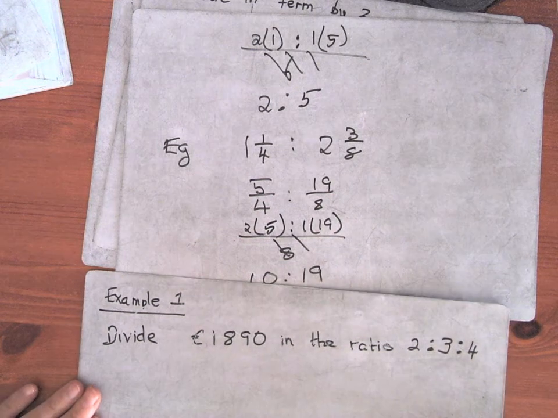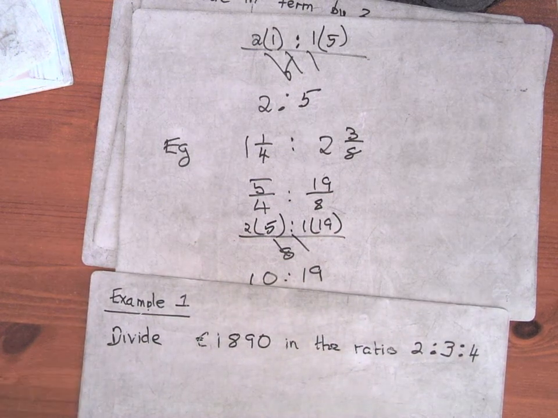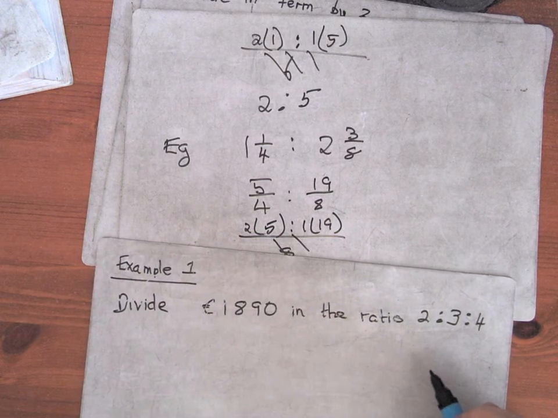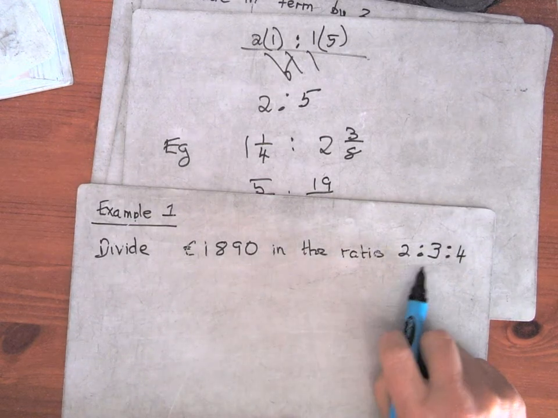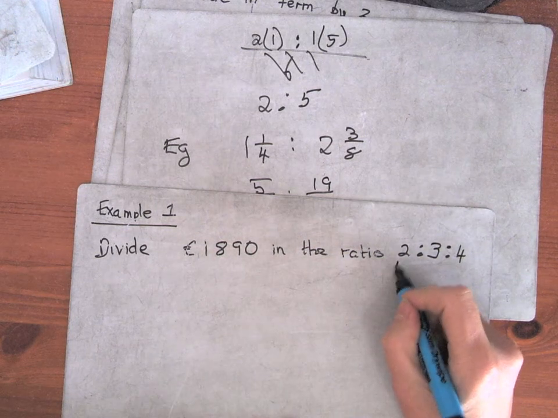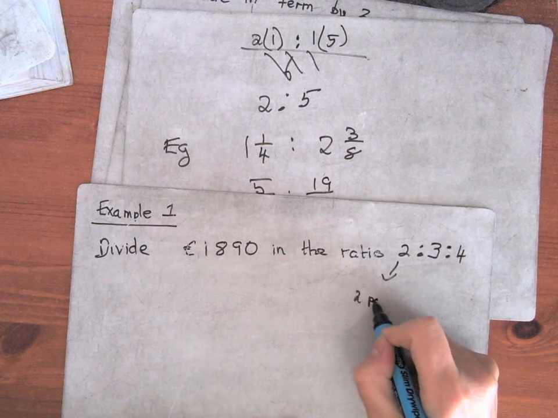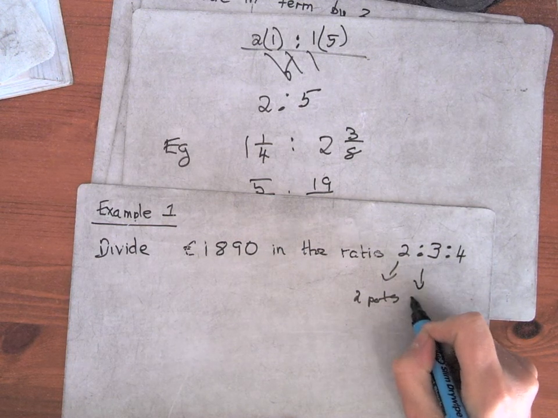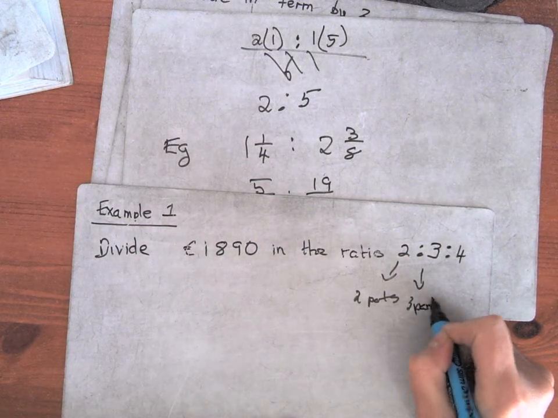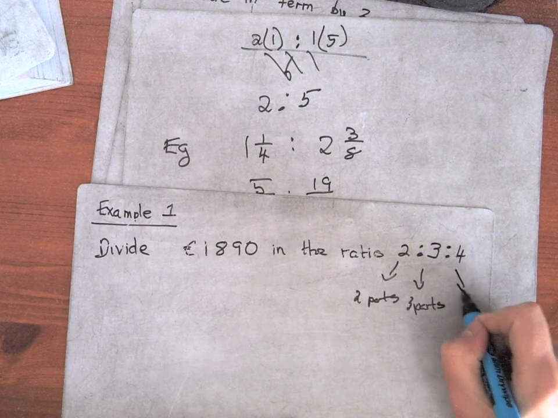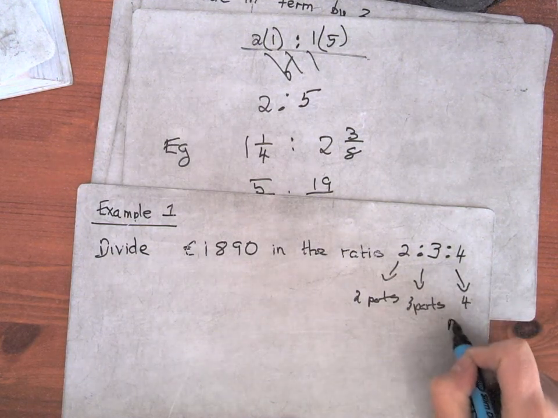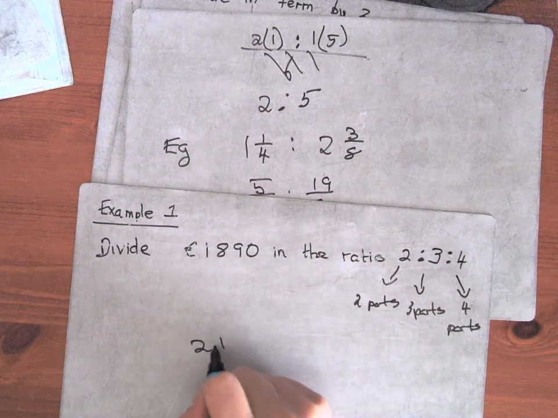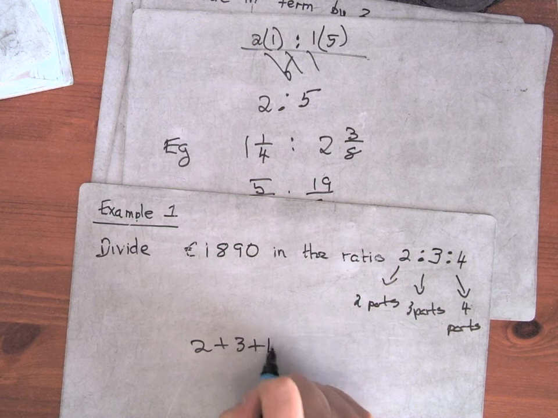Right, now example 1. Right, divide 1,890 euros in the ratio 2:3:4. So you're dividing it among 3 people. Right, the first person is going to get 2 parts. The second person is going to get 3 parts. And the third person is going to get 4 parts. So in total, there is 9 parts. So you want to split it into 9 parts. So 2 plus 3 plus 4 equals 9 parts.